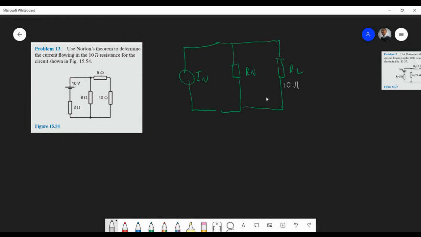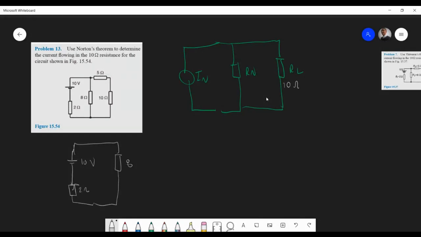So once we do this, we're going to short this, right? Once we short this, this is how our circuit looks. Got 10 volts there. Got 8 ohms, 2 ohms.